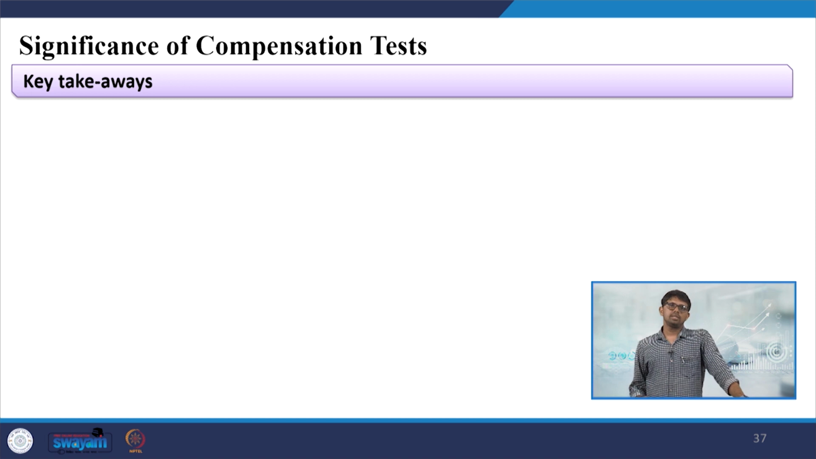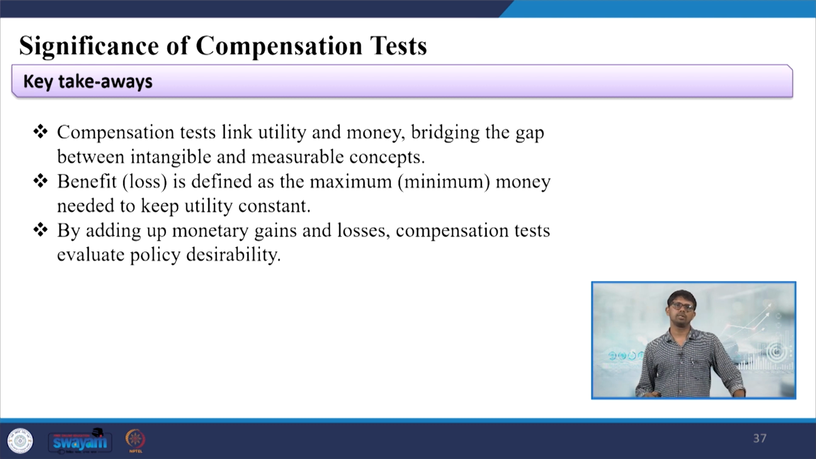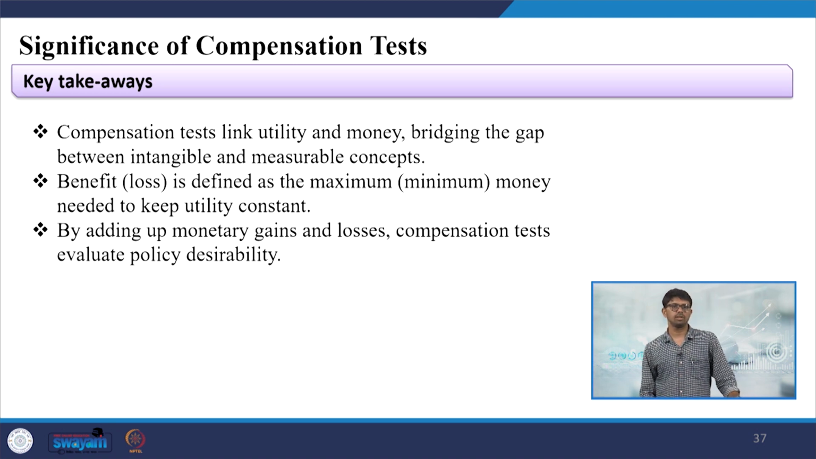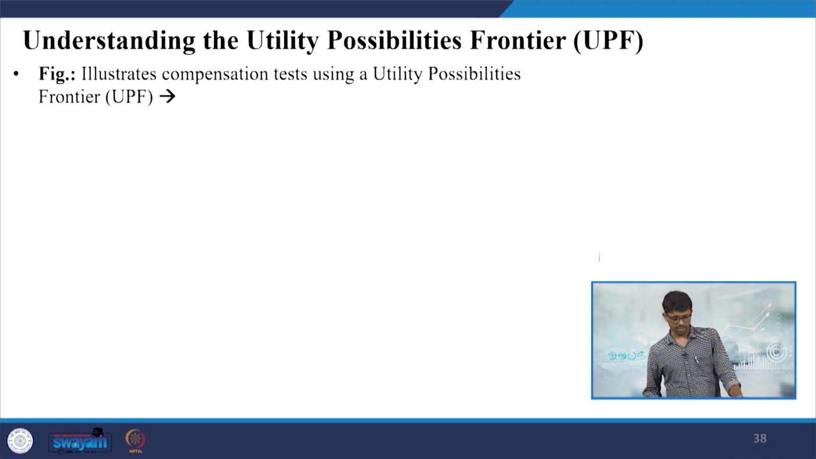So, what are the key takeaways in this case? We said that the compensation test links utility and money, bridging the gap between intangible and measurable concepts. Benefit or loss is defined as the maximum or minimum money needed to keep utility constant, by adding up monetary gains or losses. The compensation test evaluates policy desirability. They preserve the spirit of Pareto principles: strong if A gains and B is no worse off, and weak if both A and B gain, a potential Pareto improvement.